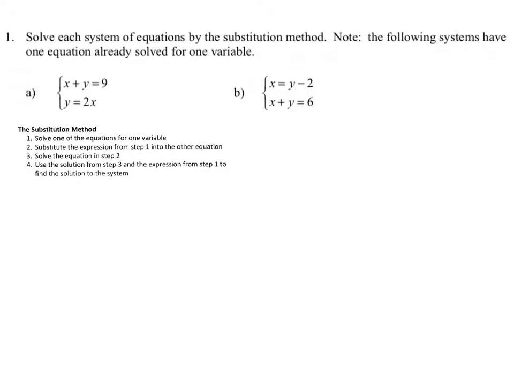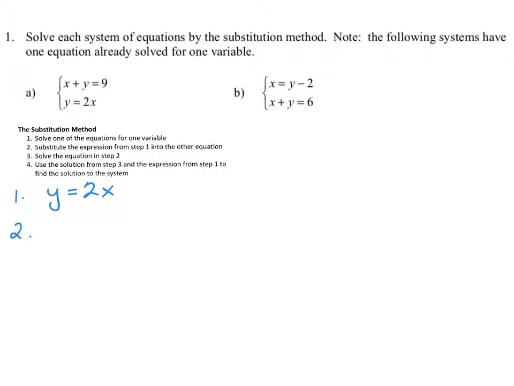The second equation already has y by itself. So our step number 1 is to solve one of the equations for one variable. That step is done for us. We can write that step 1 as y equals 2x. Now step number 2 is to substitute the expression from step 1 into the other equation.